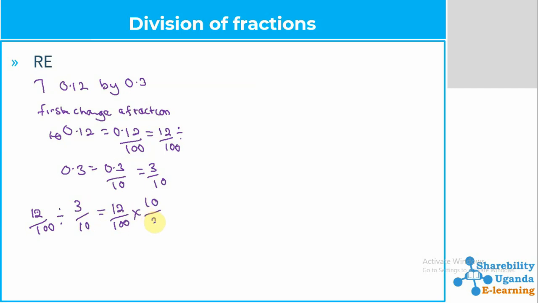So this is going to give us 120 out of 300. So we can cancel this. Then our answer here should be 12 out of 30. Can we get a factor that can divide 12 and this? Which factor can we use? We can use a 2, that is 6.